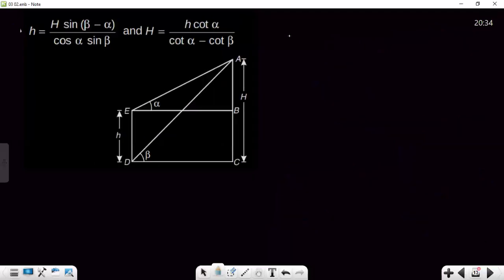In the next question, h of sine (beta minus alpha). Here H is the longer length, small h is the smaller length. Alpha is the angle AEB, beta is the angle ADC. So how can we give H? Its formula is given with us, that capital H into sine of (beta minus alpha) divided by cos alpha into sine beta. And capital H can be given as small h into cot alpha divided by (cot alpha minus cot beta).